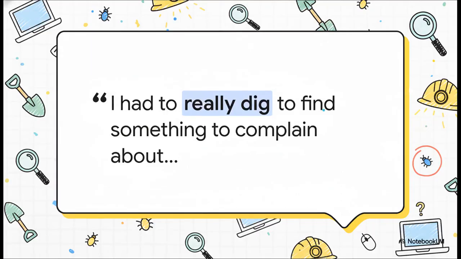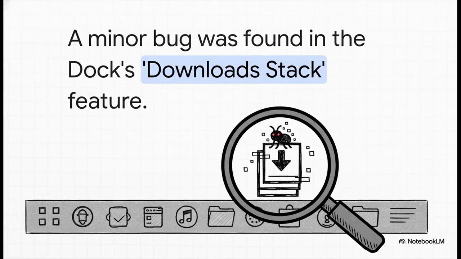In fact, the whole thing is so polished that reviewers basically said they had to go looking for problems. You know, actively trying to find something, anything, to critique. That's a pretty good sign that you've built something special. So, after all that digging, what did they find? What was the one tiny little issue they could point to? A minor bug with the download stack icon in the dock.